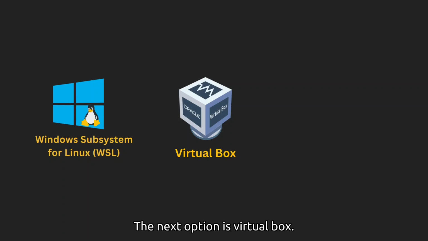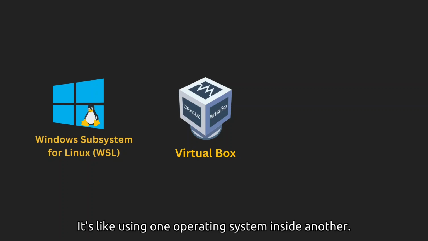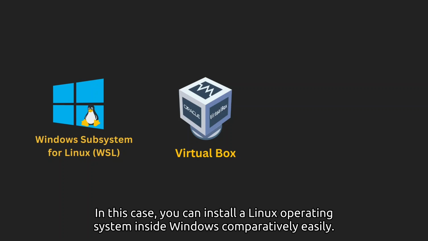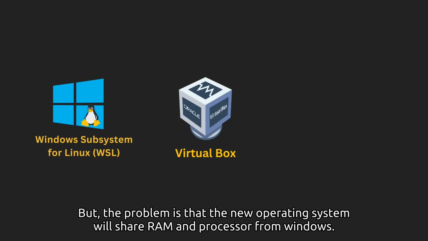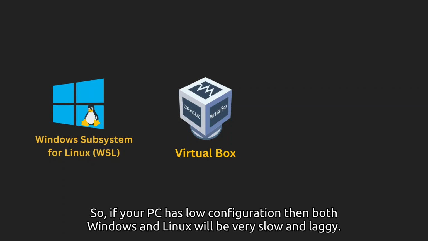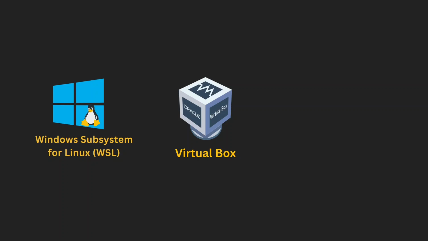The next option is VirtualBox. It's like using one operating system inside another. In this case, you can install a Linux operating system inside Windows comparatively easily. But the problem is that the new operating system will share RAM and processor from Windows. So, if your PC has low configuration, then both Windows and Linux will be very slow and laggy.